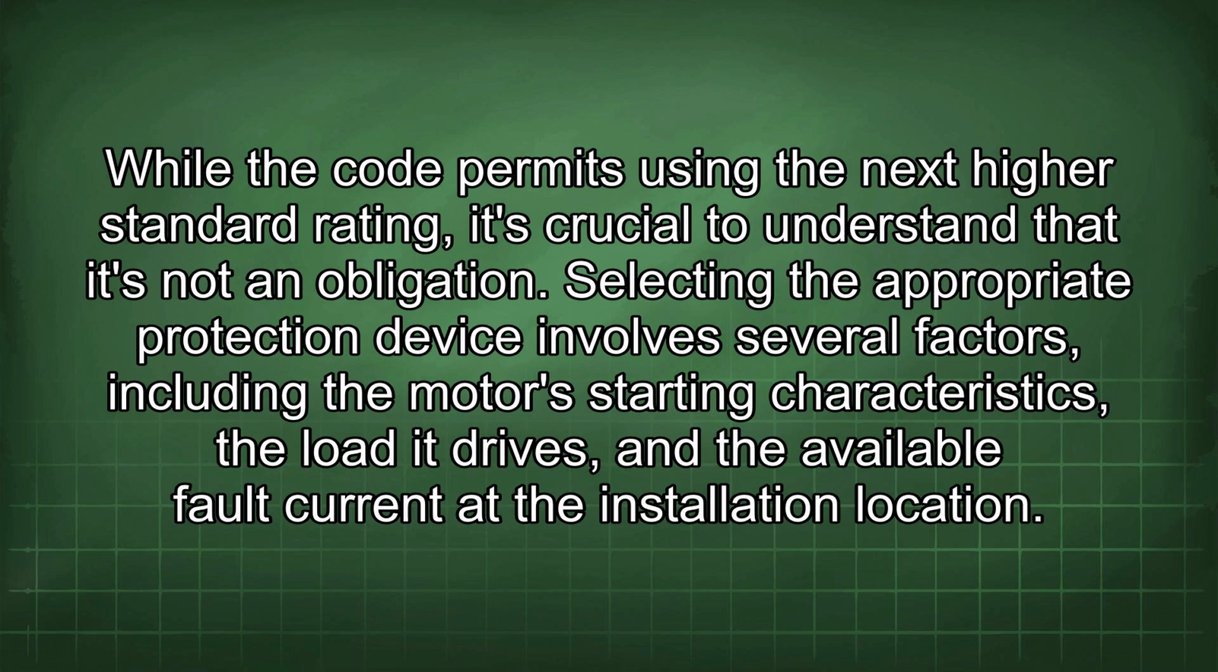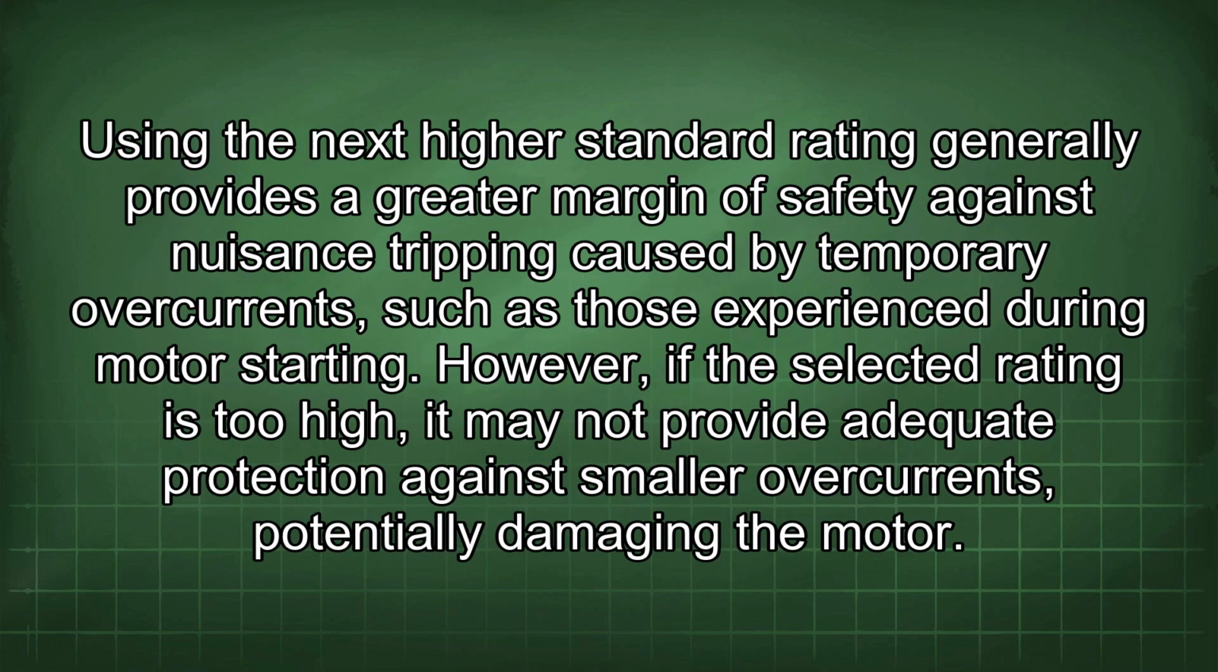While the code permits using the next higher standard rating, it's crucial to understand that it's not an obligation. Selecting the appropriate protection device involves several factors, including the motor's starting characteristics, the load it drives, and the available fault current at the installation location. Using the next higher standard rating generally provides a greater margin of safety against nuisance tripping caused by temporary overcurrents such as those experienced during motor starting. However, if the selected rating is too high, it may not provide adequate protection against smaller overcurrents, potentially damaging the motor.